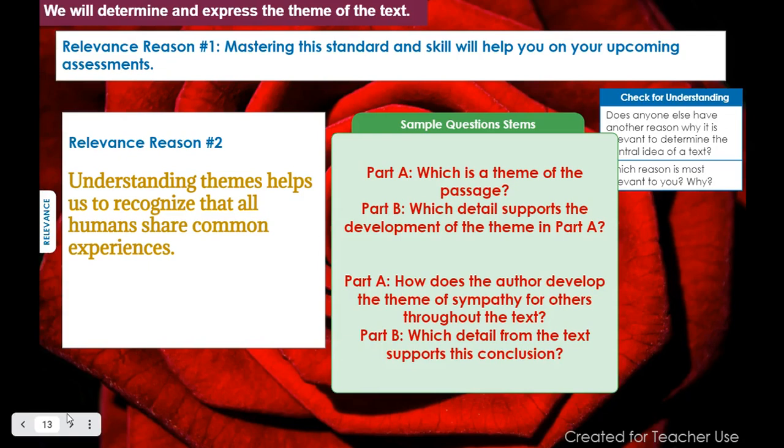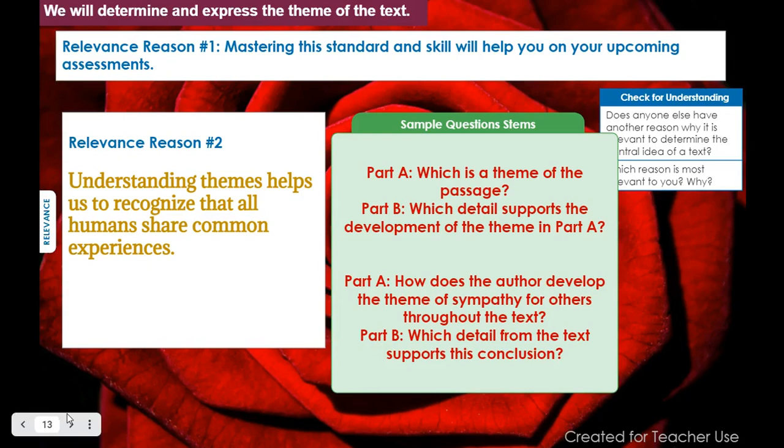One, if we master this standard and skill, it would always help you in your upcoming assessments. And assessments are not necessarily tied to your test that you will have. It's also me looking at how you guys explain your evidence, how you guys do the graphic organizer. Another most important reason, and I love the real world reasons above the educational part.